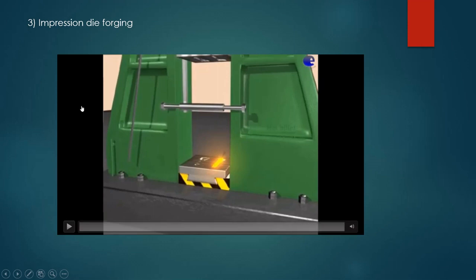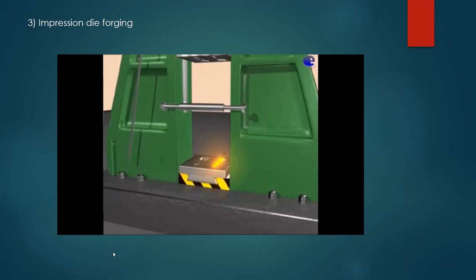Now this impression die forging is used for jobs like a spanner in our toolbox or any screwdriver, where we need a complex structure which can't be manufactured through any forging process like drop forging or press forging.